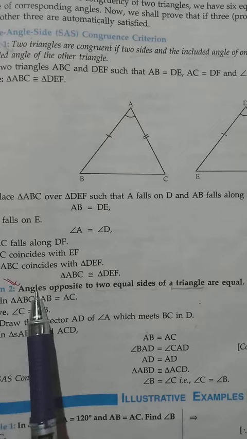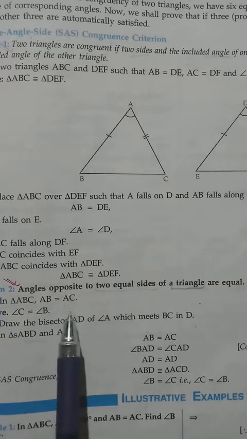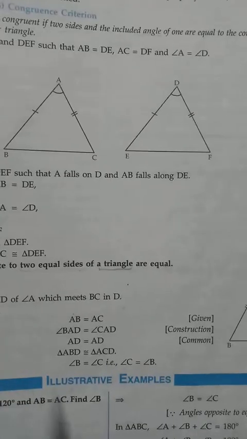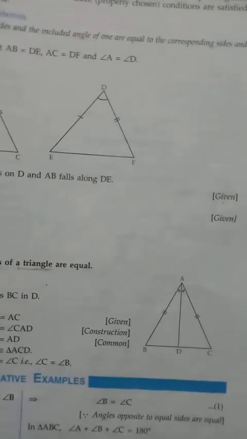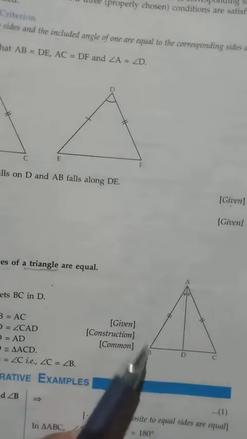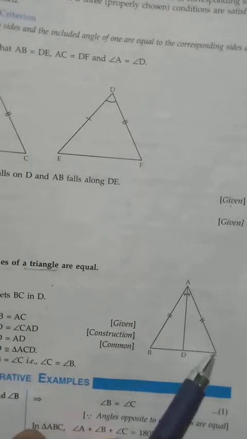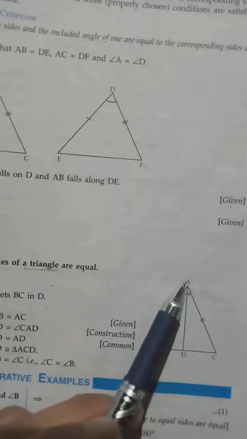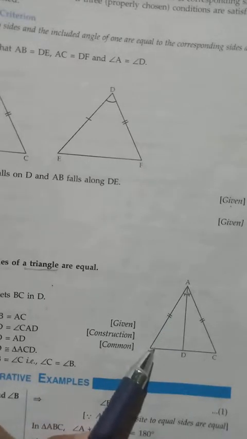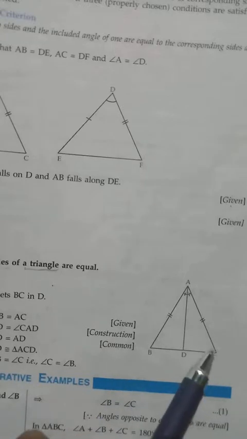Then what do we have to prove? The angles which are opposite to these 2 equal sides must be equal. So if we look at the figure, opposite to AB we have angle C. Then we have AC, opposite to AC we have angle B. So that means we have to prove angle B equal to angle C.